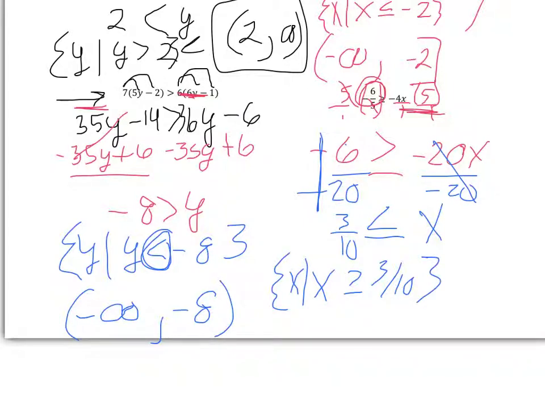And now I can do the same thing by putting this in interval notation and thinking x is greater than 3/10. So we're going to the right. So because we have greater than or equal to, square bracket, starting at 3/10, and this is going to positive infinity. And that's how you do that one.